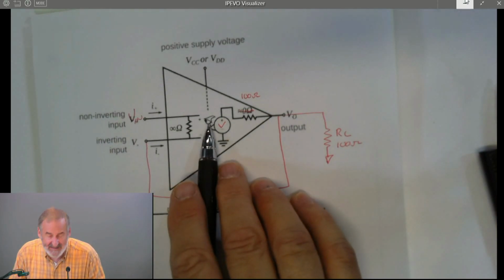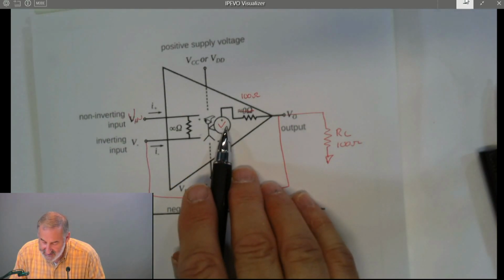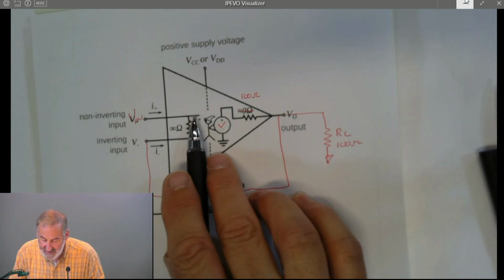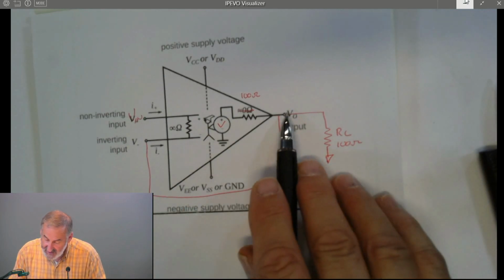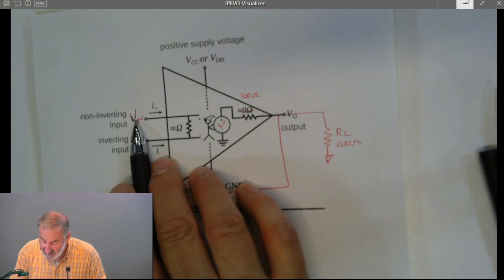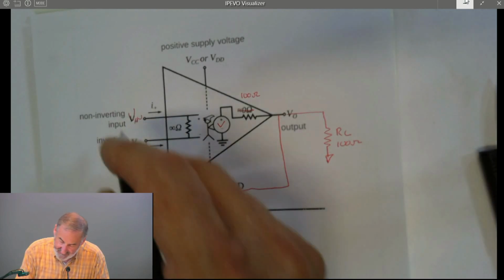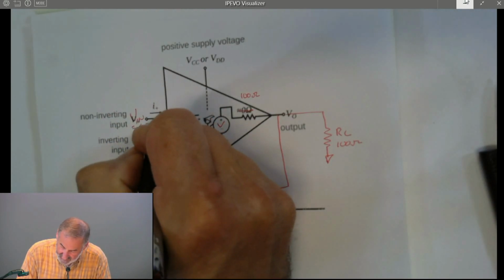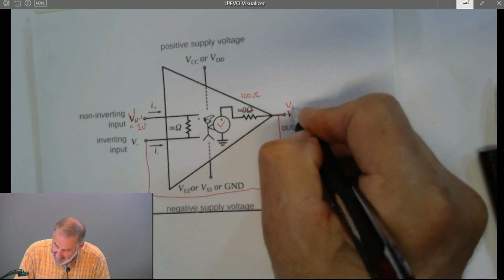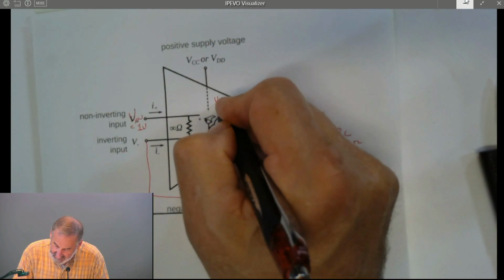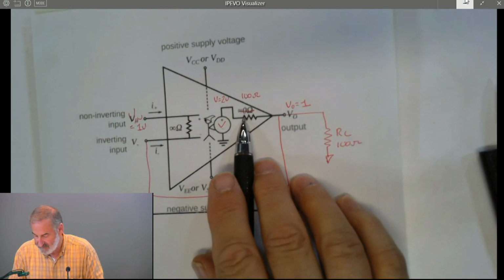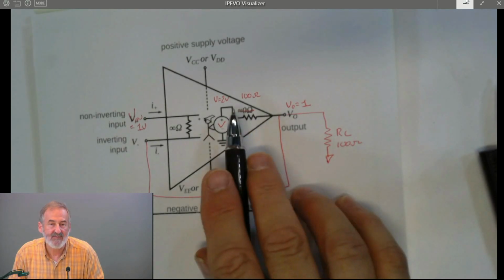But the little gnome isn't looking at the voltage source. He's looking at the difference between the two inputs. And from his point of view, he adjusts this voltage until V out equals V in. So he's going to adjust this voltage, say V in equals 1 volt. He's going to adjust till V out equals 1 volt. And he's going to do that by making this 2 volts. Why? Because this impedance is going to drop some voltage.